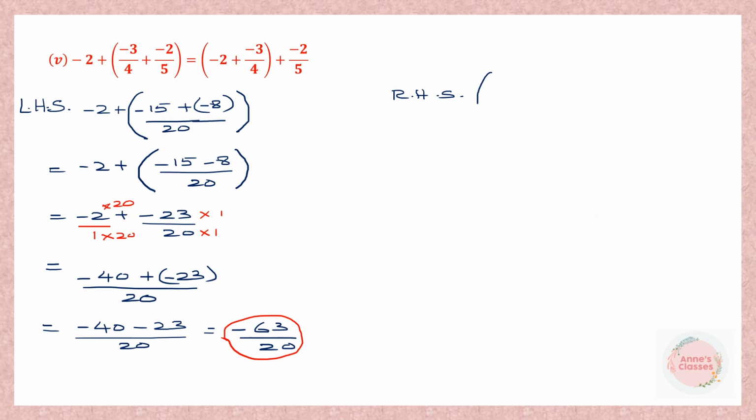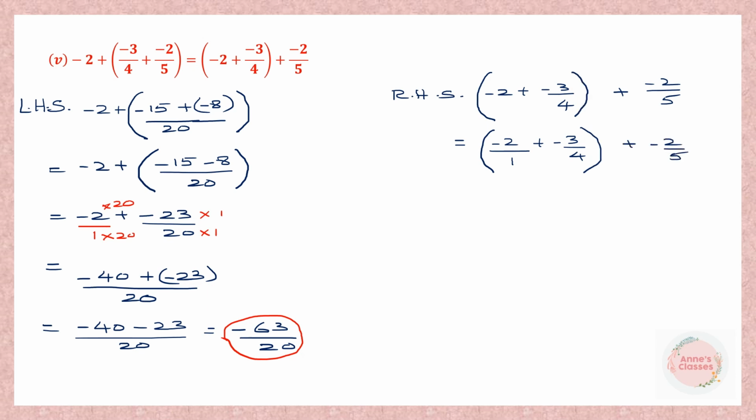Now the first group here is minus 2 plus minus 3 by 4, and to this sum we have to add minus 2 by 5. So let's work this out. Here minus 2 is by itself. Let's give it the denominator 1, plus minus 3 by 4, plus minus 2 by 5. So here the LCM is going to be 4.